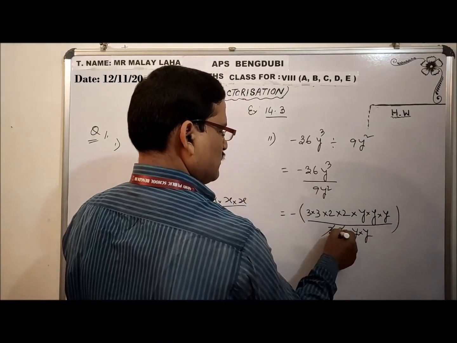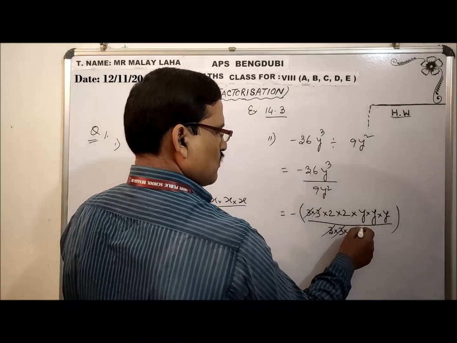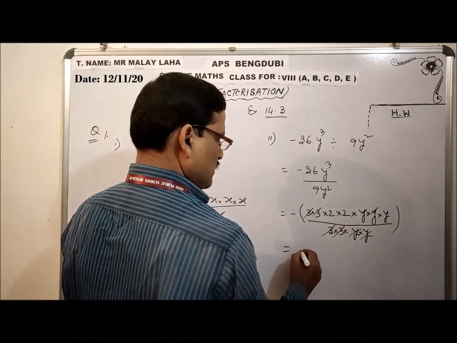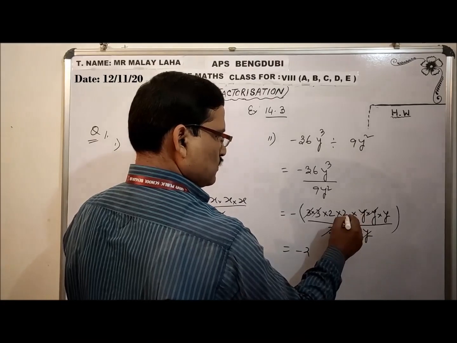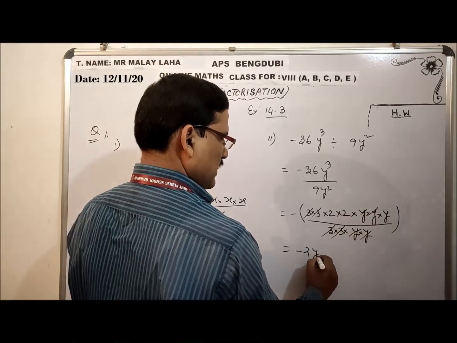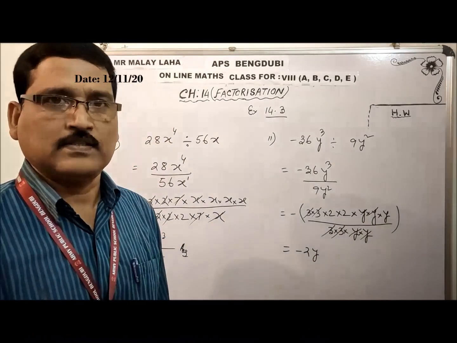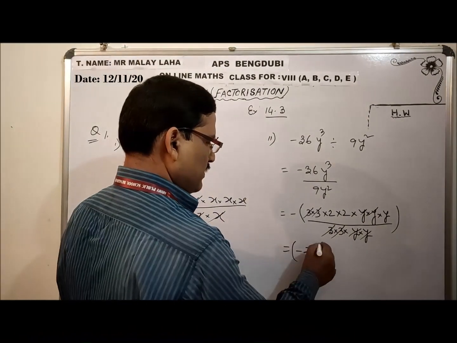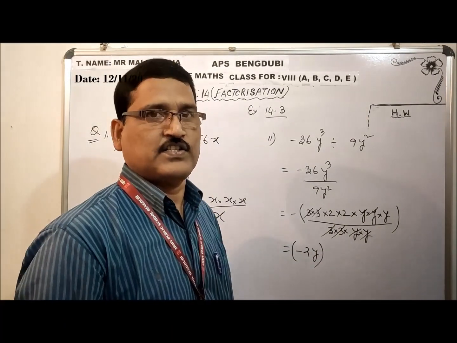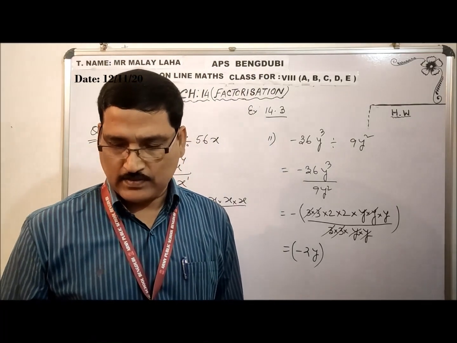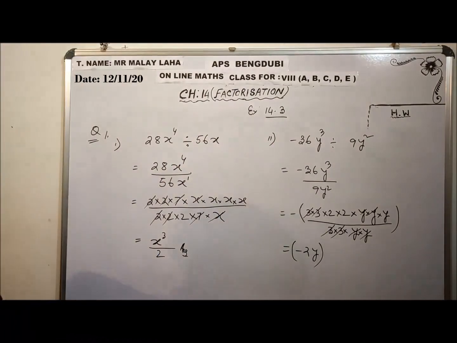So now 3 into 3 cancels, and 2 y cancels. What is left on the top? Minus 2 y, and at the bottom nothing is left. This is the answer. Where a negative answer comes, as per my standing instruction, you have to show it in brackets. Okay? Have you done it?